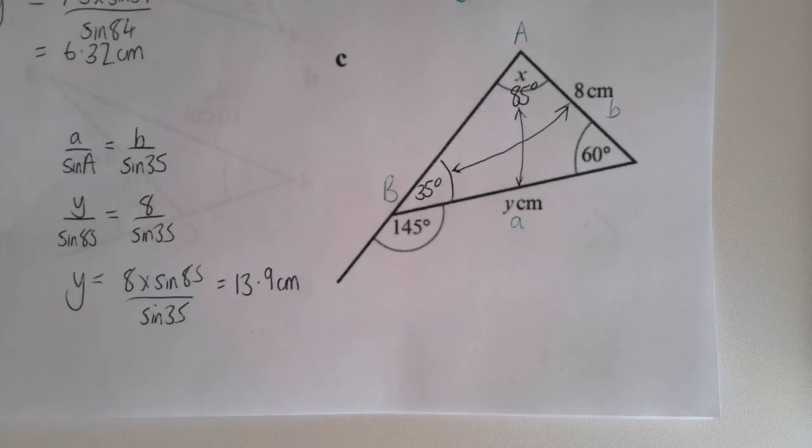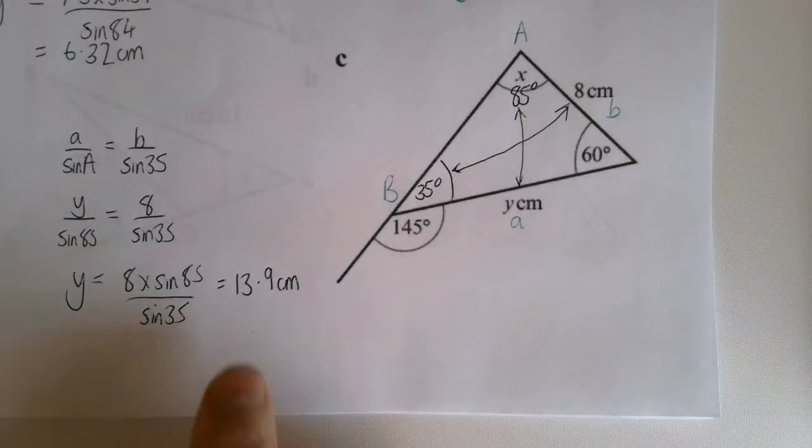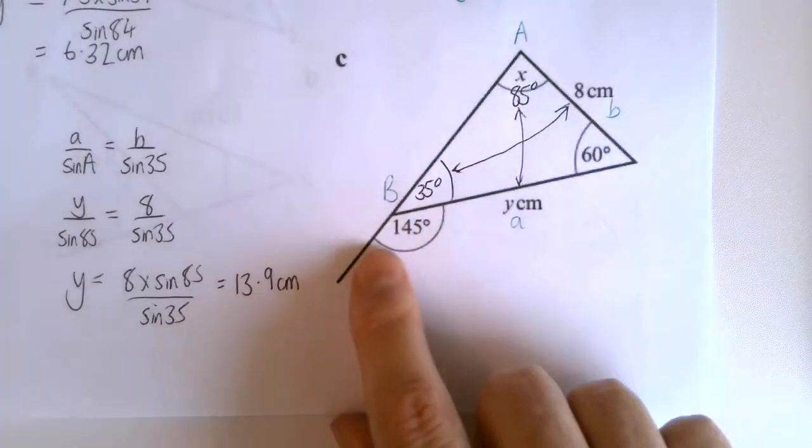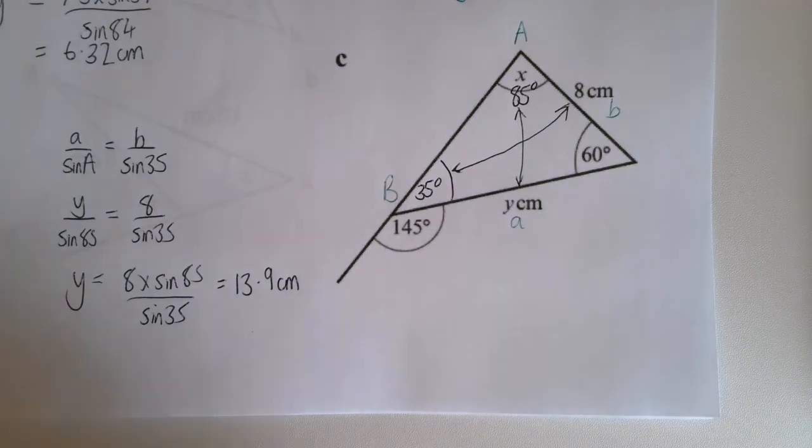Now at this point I would always do what I call a reasonableness check. So is 13.9 a reasonable length in that triangle? Yeah, well, if that's 8, then there's every chance that's 13.9. These triangles are never drawn accurately, but yeah, that seems to make sense. Good stuff.